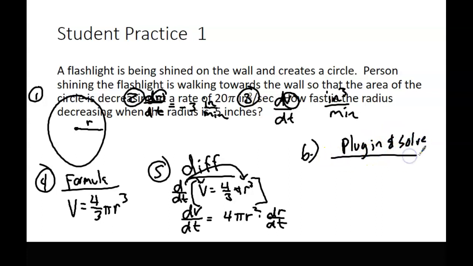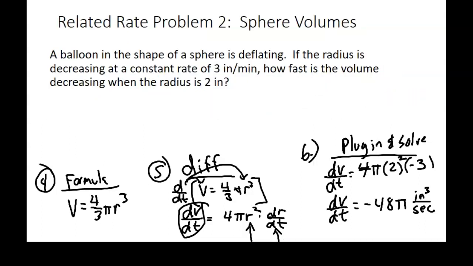So, on this problem, you're given some stuff. We want to find out what this is, right? dV dt, that's what the question's asking for. Find the rate of change of the volume. So we need a radius and we need dr dt. And we have both of those things. So see if you guys can find them, and plug it in and see what you get. All right, so there's that.